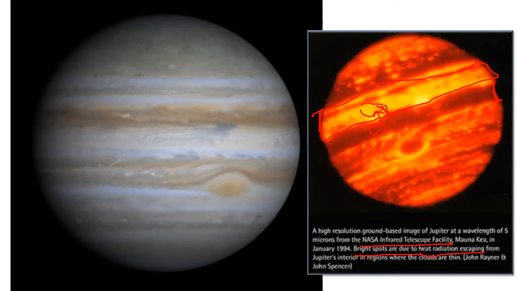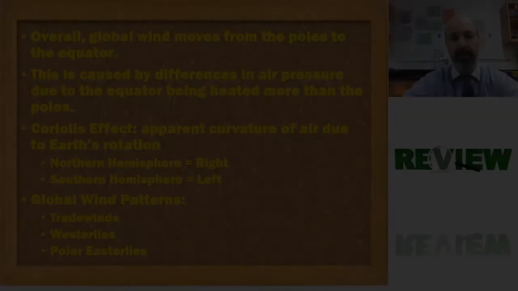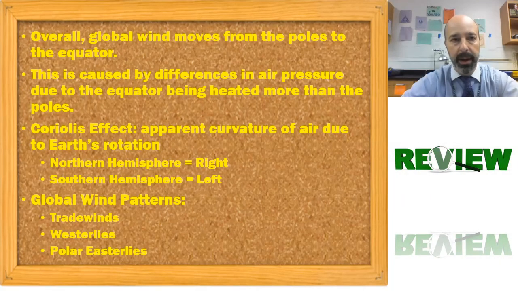Same exact thing happens on any planet that has an atmosphere made of gases, and it all happens for exactly the same reason. Uneven heating by the sun causes differences in air pressure. The air moves from high pressure to low pressure, and then because it's spinning, you have the curvature of that air, or at least the apparent curvature of that air, due to the Coriolis effect. So that brings all that together. Make sure you know that part. And there you have it.